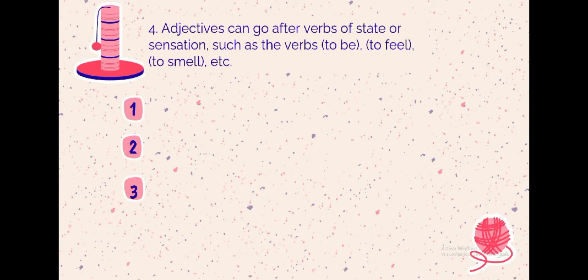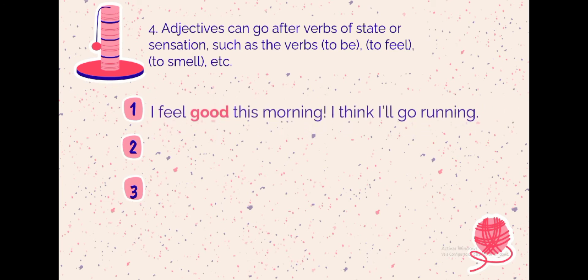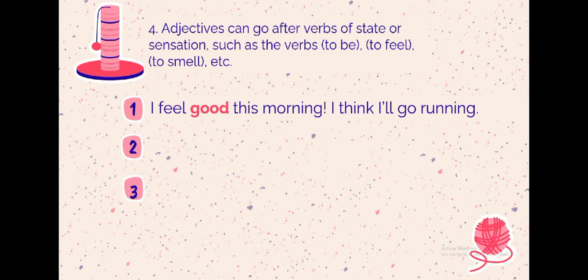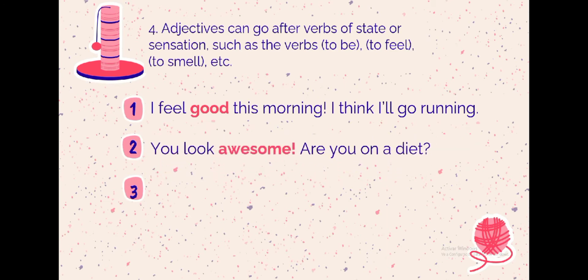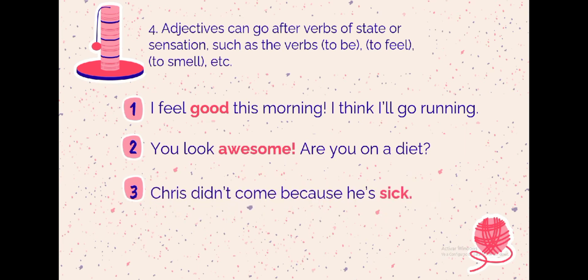4. Adjectives can go after verbs of state or situation, such as the verbs to be, to feel, to smell, etc. Examples. Number 1. I feel good this morning. I didn't go running. You look handsome. Are you on a diet? 3. Chris didn't come because he's sick.